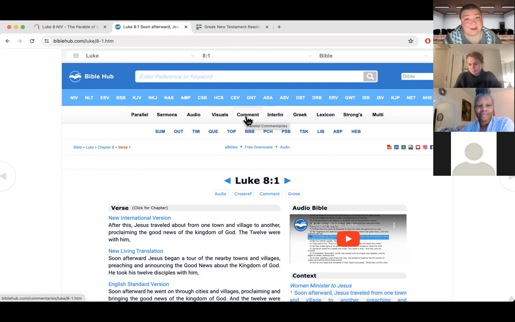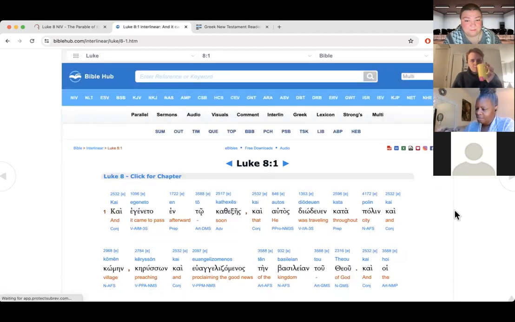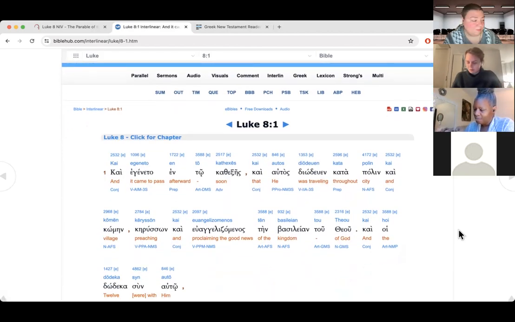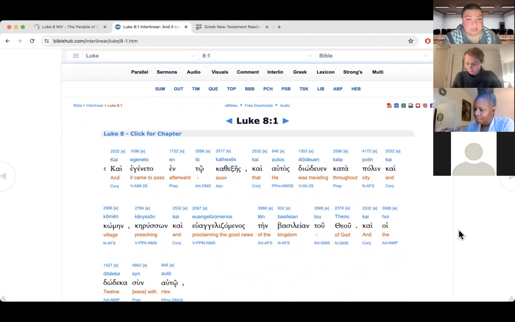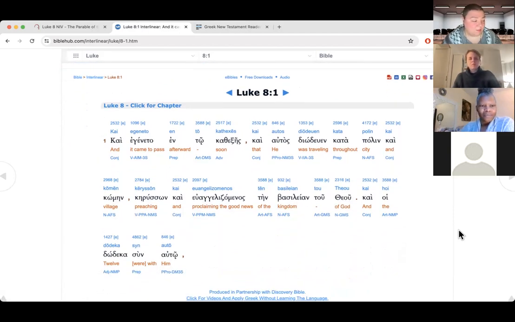But, and here is where Bible Hub absolutely shines. Next to the commentary feature, you can see where it says interlin, which stands for interlinear. Let's click on that. What you see here is Luke 8:1, and we're shown the original language alongside the English. So for now, ignore the little numbers at the top. Let's just look at the first word.